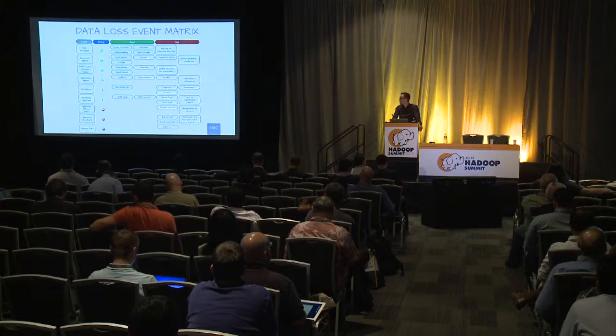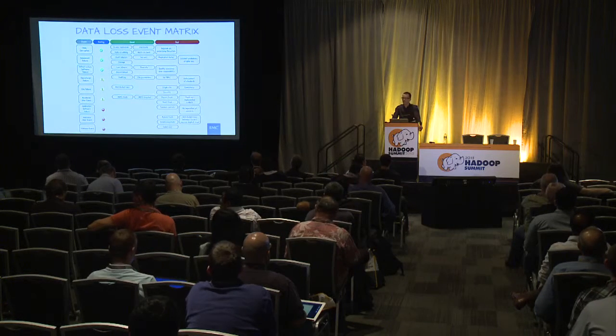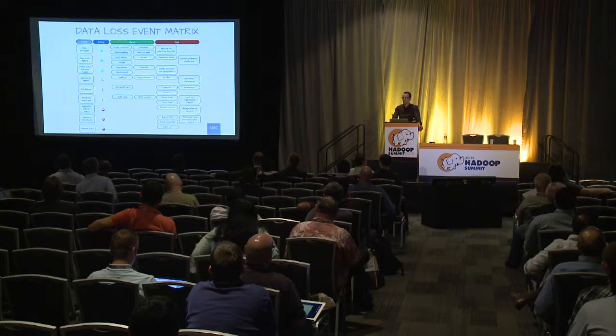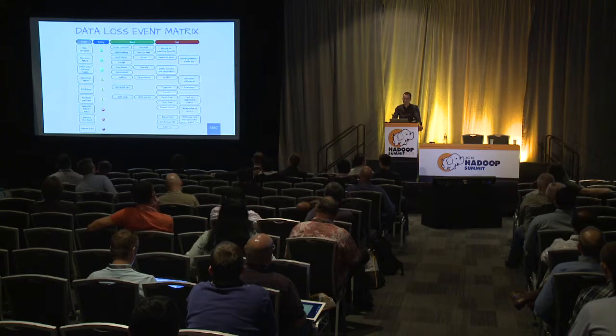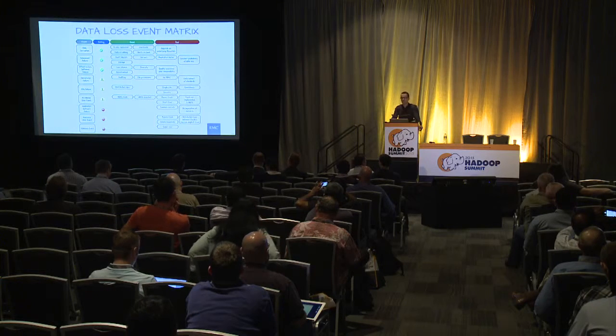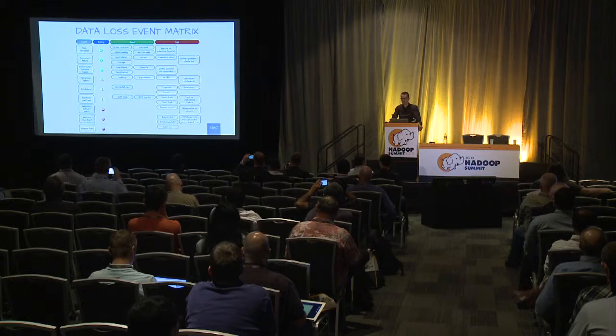So I don't expect you to read that. You'll get a copy of these slides. This is a data loss event matrix. This is something I actually use in my day-to-day job to assess enterprise data protection strategies. On the left, your left, we have the events that can lead to data loss. And this is not just applicable to Hadoop, it's applicable to any enterprise application.